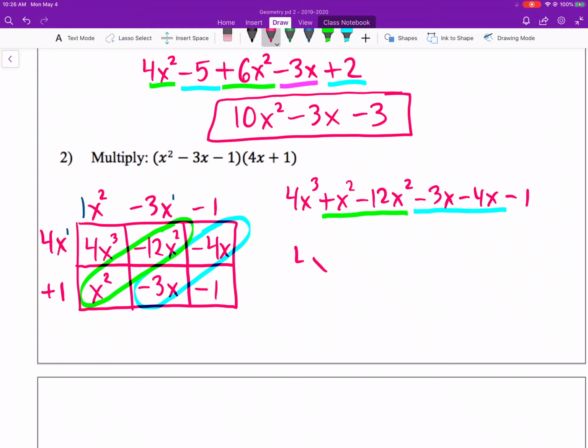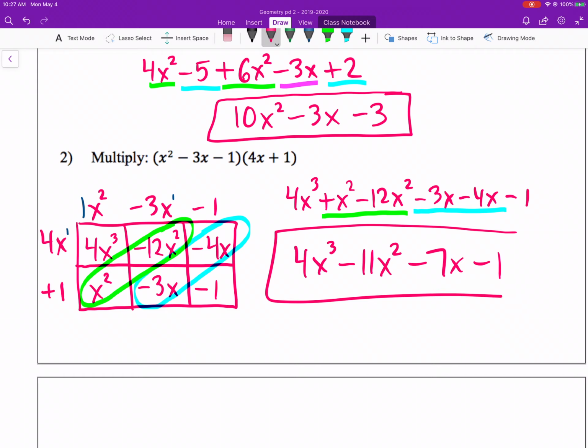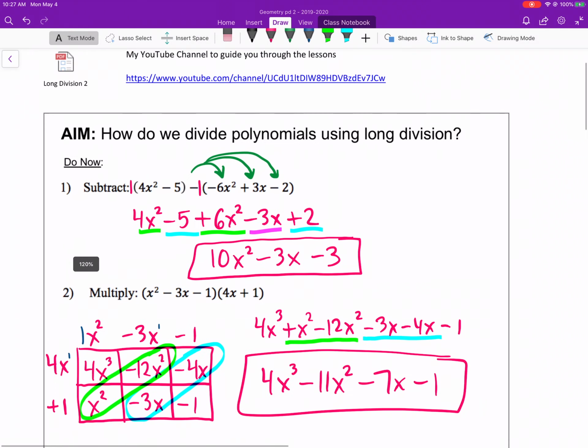So we get 4x cubed. Now x squared minus 12x squared, that's essentially saying 1x squared minus 12x squared. So 1 minus 12 is -11, and you keep the x squared. -3x minus 4x, so -3 minus 4 if you don't know it. Once again, type it in your calculator. That'd be -7x, and you have minus 1 at the end there. So similar type of problem, guys. Combining like terms is really going to be part of everything. So be careful with the signs, positives, negatives, all that.